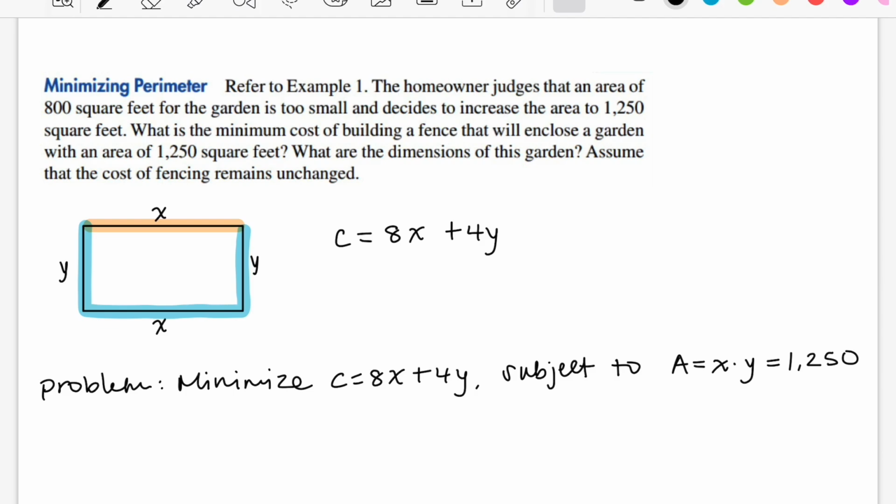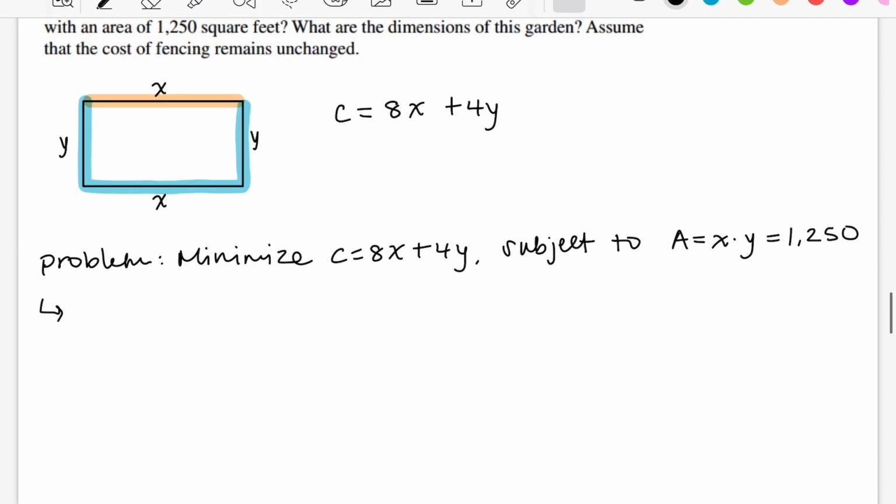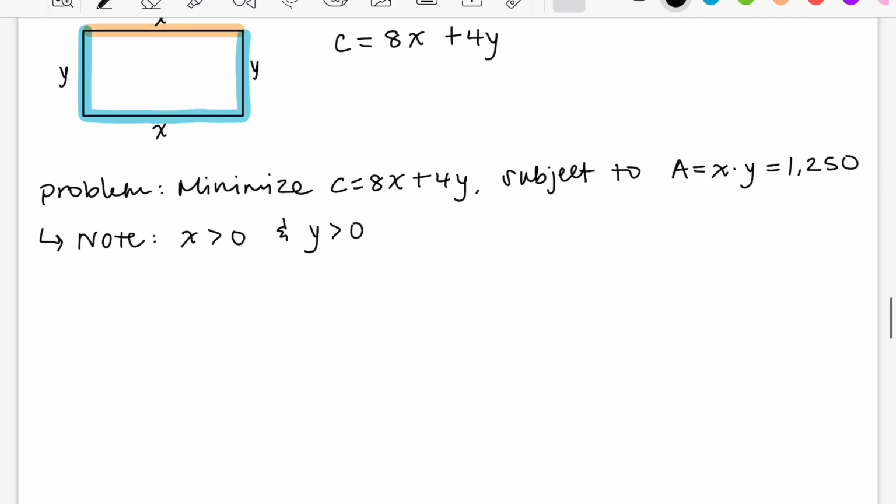All right. Now something to note here is that both x and y must be greater than 0, right? For the same reasoning that we saw in the last example, we can't have a negative length or width, and these guys can't be equal to 0 because we know that when we multiply them together, we need to get this area.